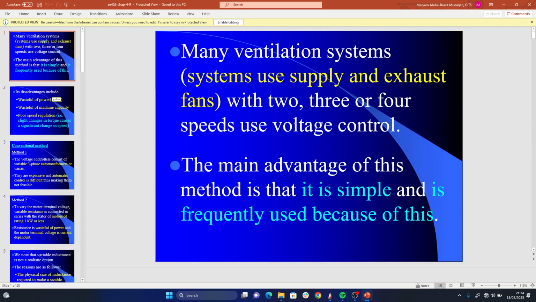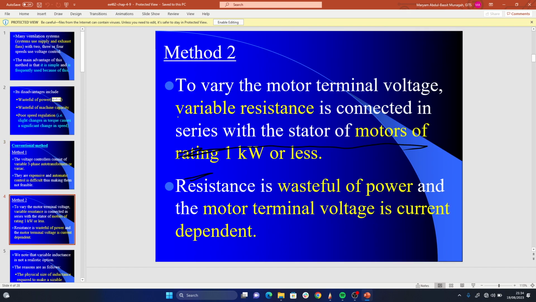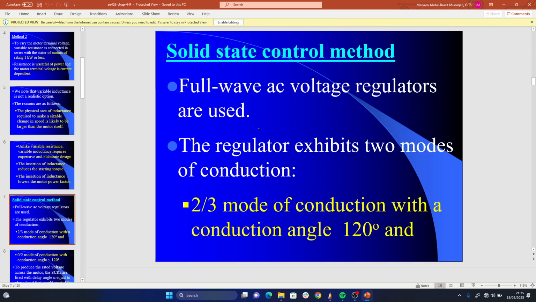Okay. The conventional method here, which is the old method, involves variable three-phase auto transformers, just to vary the voltage, right? I can vary the output voltage of the auto transformer. And once I can vary that voltage, I can control the voltage and hence control the speed. They can also use variable resistors connected in series with the stator to cause voltage drops. So as I'm causing the voltage drops, I can control the voltage that gets to the stator and hence control the speed of the motor. So take the time and read all this part.